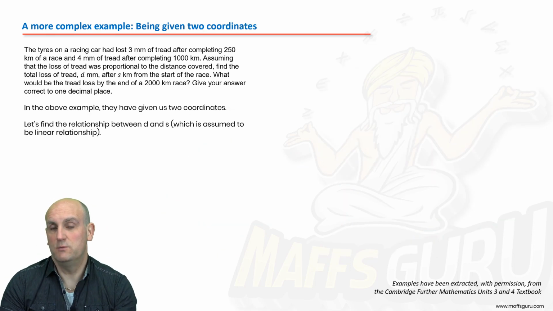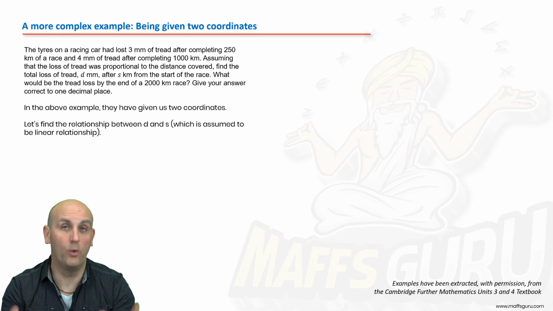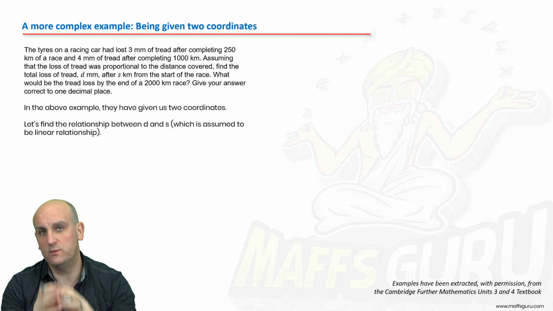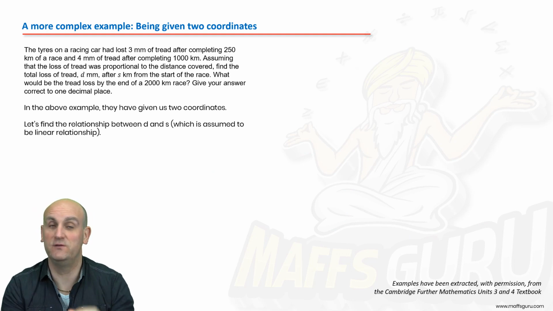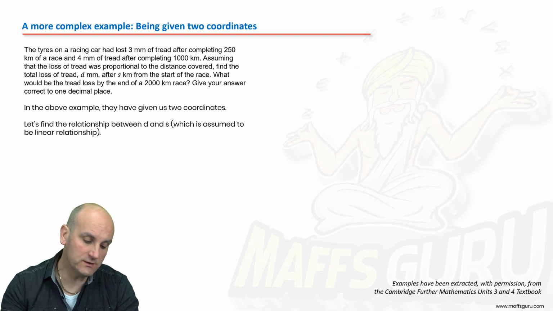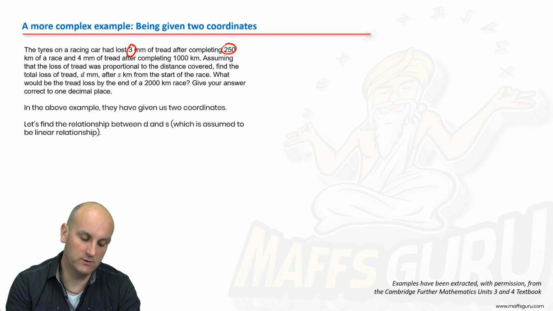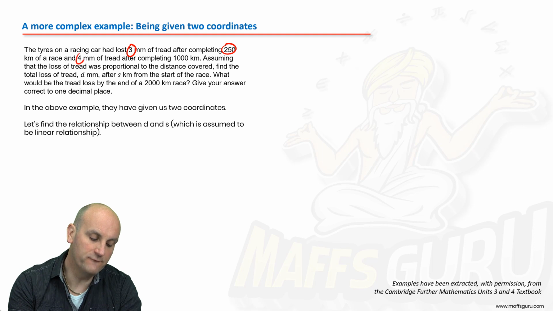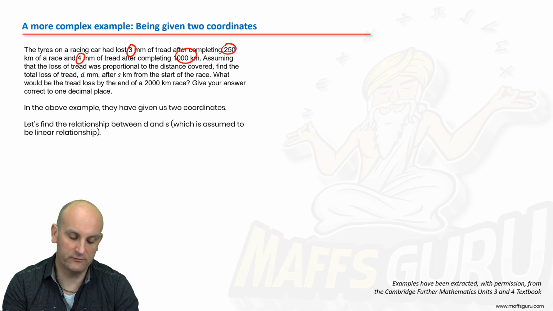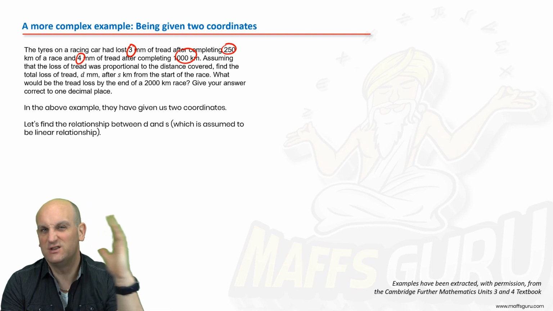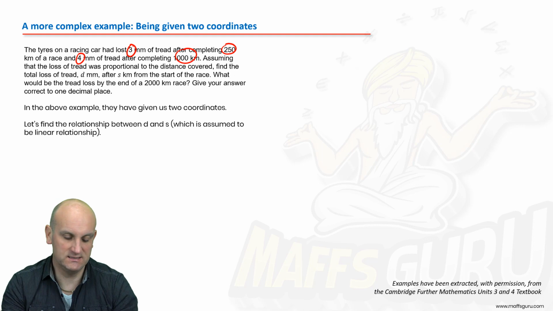Now, here is a slightly more complex example. And again, I can't do all examples in the world, but this one is basically trying to trick you by giving you two coordinates. The tires on a racing car had lost 3 mil of tread after completing 250 kilometers of a race, 4 mil of tread after completing 1,000 kilometers, assuming that the loss of tread is proportional to the distance covered. Now, basically that just means assume that it's linear in this situation.